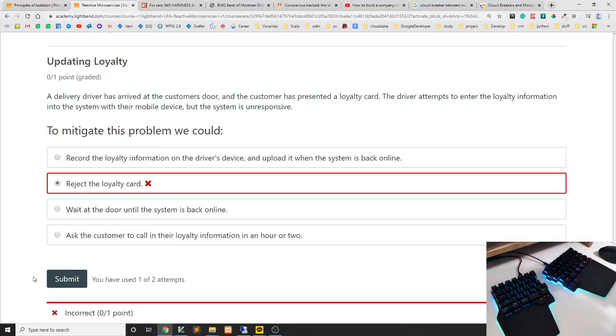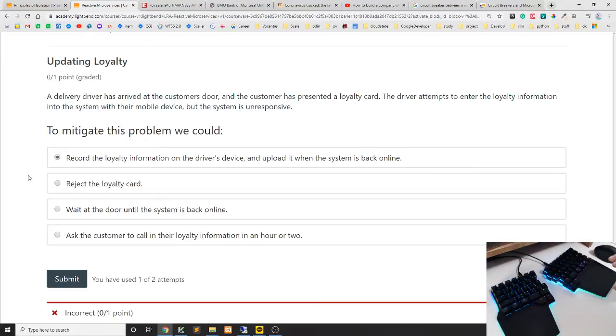Record the loyalty information on the driver's device and update it when the system is back online. Wait at the door until the system is back online. Ask the customer to call in their loyalty. So this is the only practical approach to deal with the loyalty functionality.